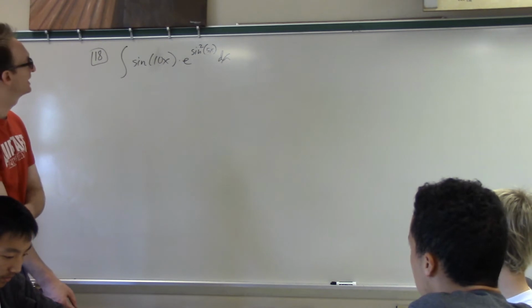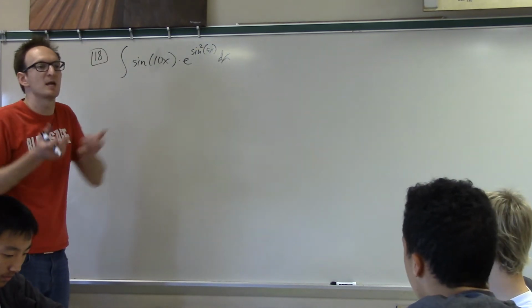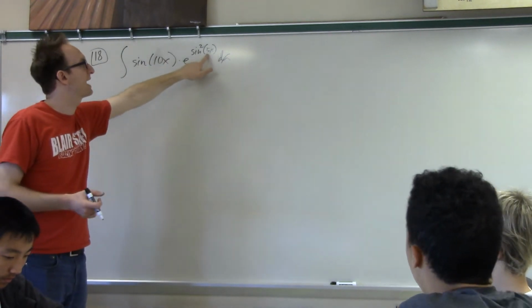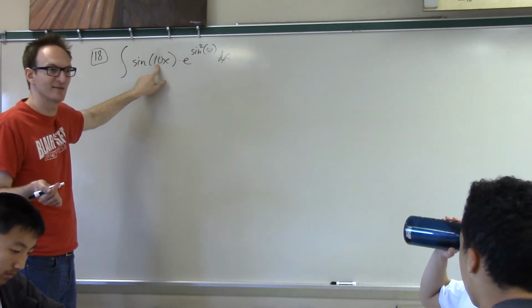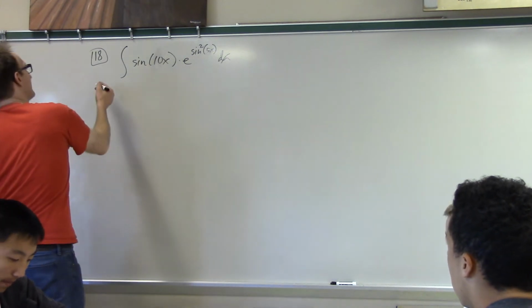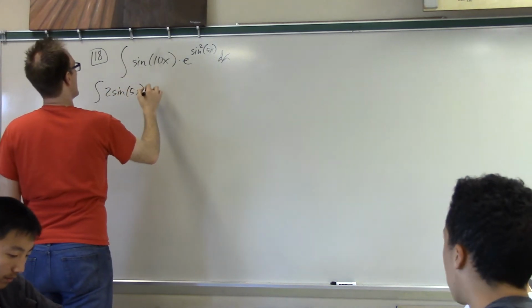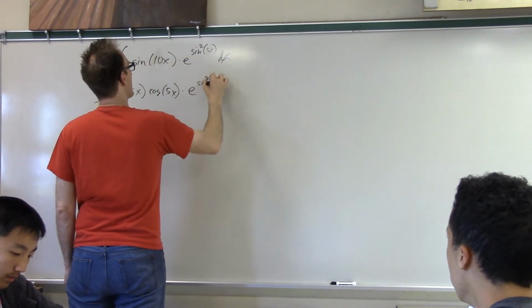Can I make a suggestion? Please. You have a sine of 5x and a sine of 10x. If you try hard, you can get a sine of 5x out of a sine of 10x. This was a pre-calc thing: with a trig equation you're trying to solve, it's hopeless if the arguments are not the same. But sine 5x and sine 10x are related via the double angle formula. So it's very suggestive that we should use the double angle formula for sine to rewrite this in terms of sine 5x. What is sine 10x? It's 2 sine 5x cosine 5x times e to the sine squared 5x.